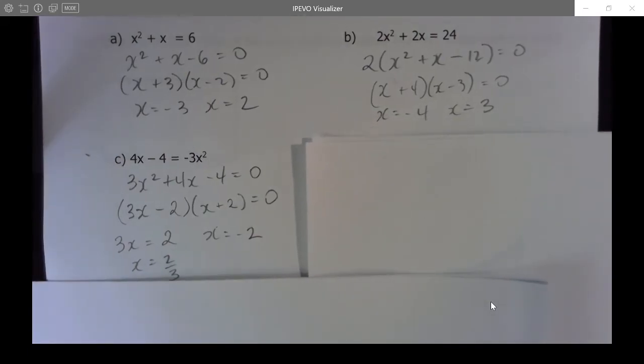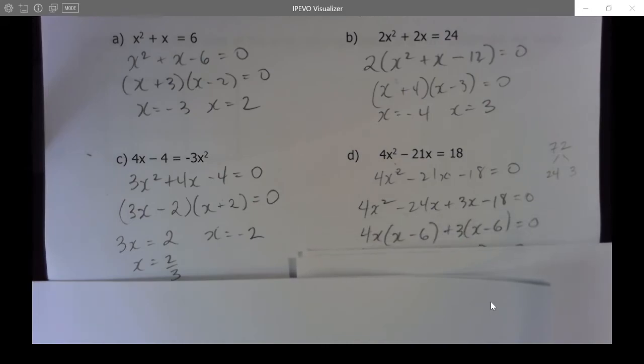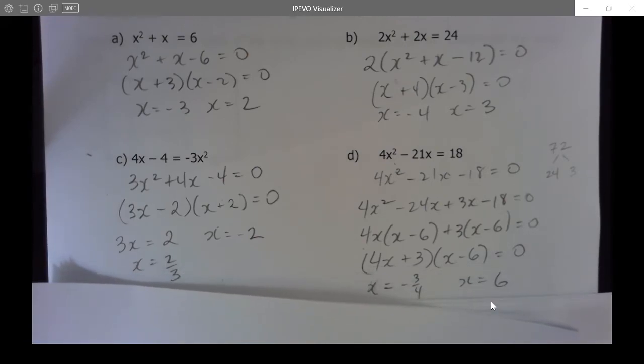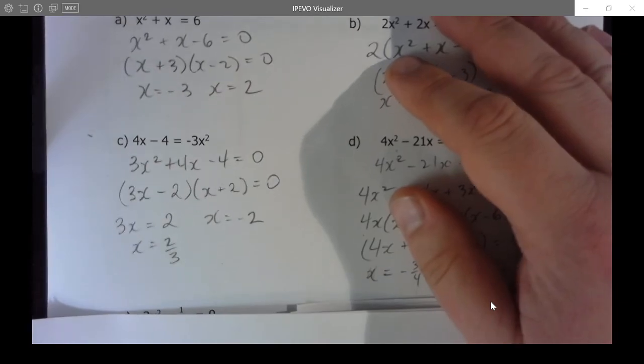Now for this one I actually did have to really think about it. That's a big decomposition one. 4 times 18 is 72. I had to do some scrap work, and I couldn't do this one in my head. So I realized 72 decomposes into -24 and +3, and that factors down to 4x plus 3 and x minus 6, which takes me to x is -3/4 and x is 6. Phew, that one took some work. I had to think about that one. Okay, moving along.